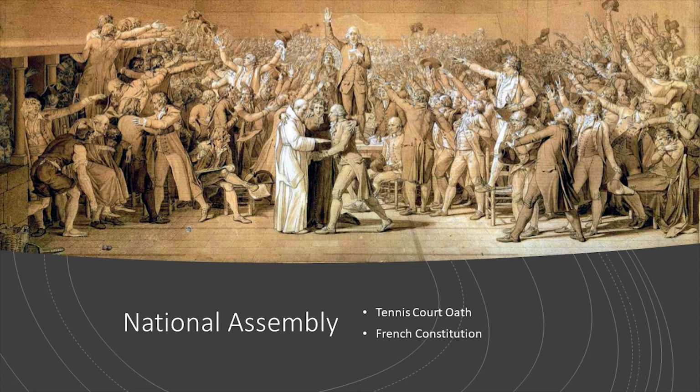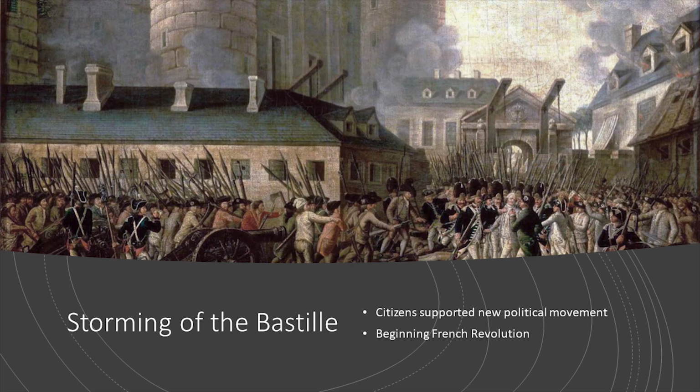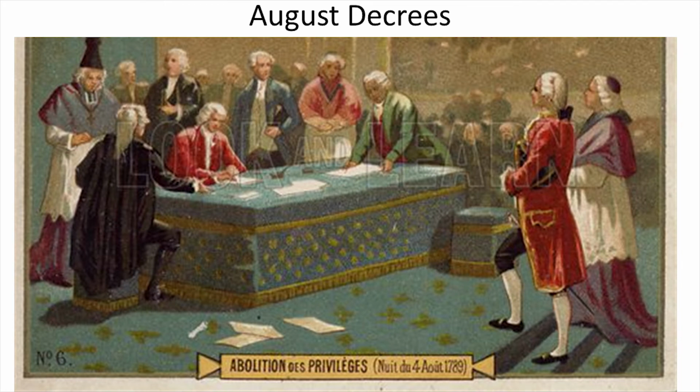French citizens in the center of Paris supported the new political movement. Violence broke out and crowds stormed the Bastille prison. We mark this point as the beginning of the French Revolution. Afterwards, the August Decrees, a series of new laws, and the Declaration of Man abolished the Ancien Regime. This meant no more feudal rights, no more privileges for nobles, and no more unequal taxation.